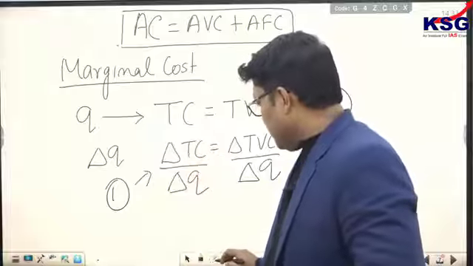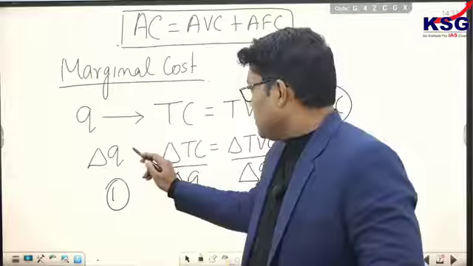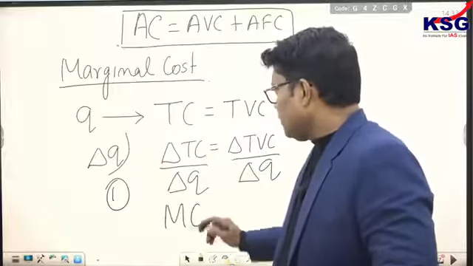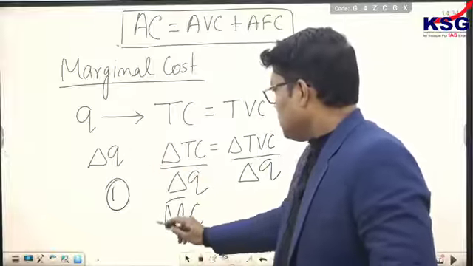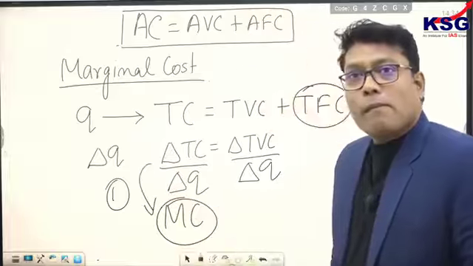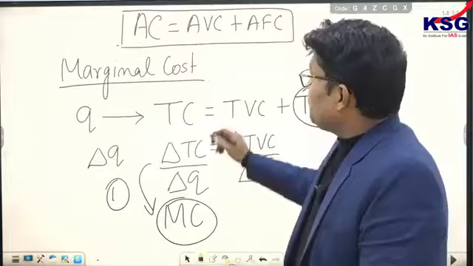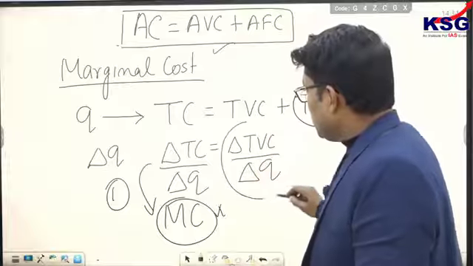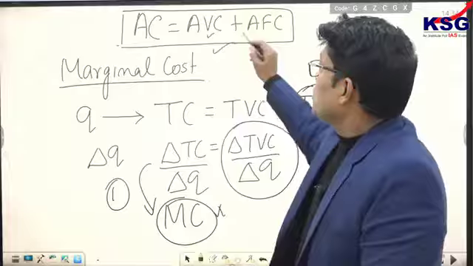This thing is known as MC, marginal cost. It is defined as marginal cost. You are getting that? So what is the difference between AC and marginal cost? Marginal cost includes only the change in variable costs, but average cost includes variable cost plus fixed cost both.